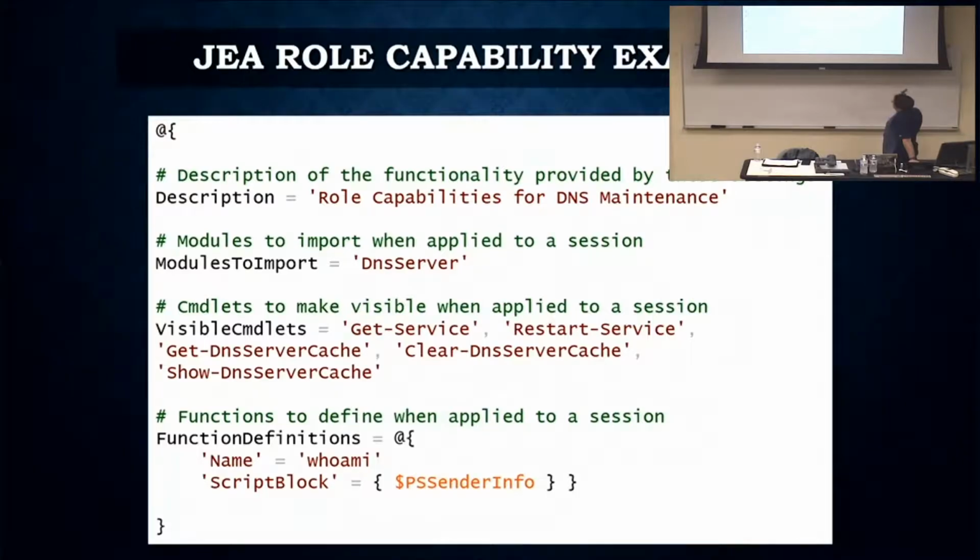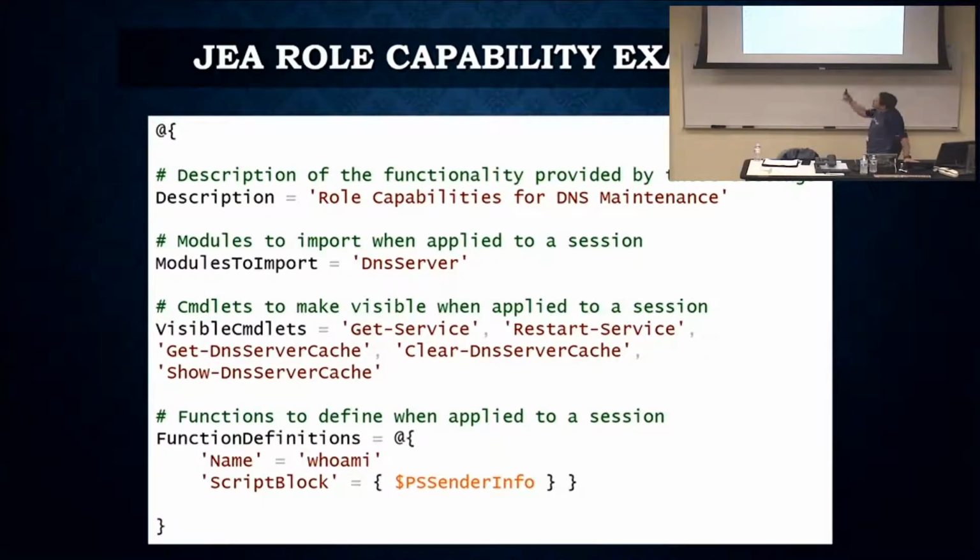But notice here they gave me the things that are probably synonymous with someone who's doing some DNS maintenance. I've got the ability to get a list of services. I can interact with the DNS service specifically because I'll need to restart service and get DNS server cache. I can clear the cache, show DNS server cache for whatever reason, if I'm working on a forwarder maybe, or I just want to see what may be working on a system.